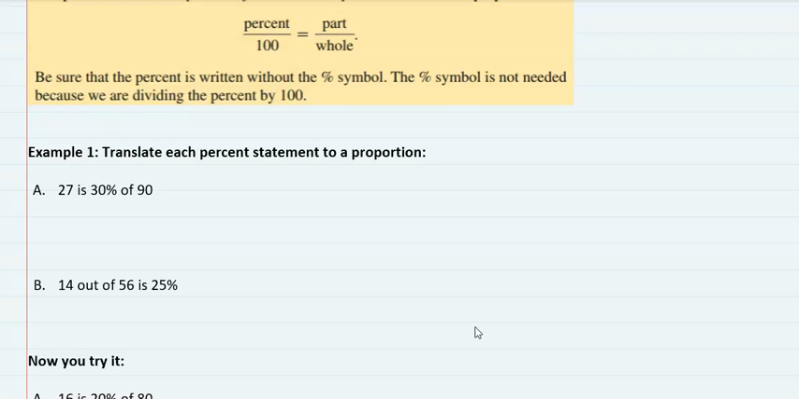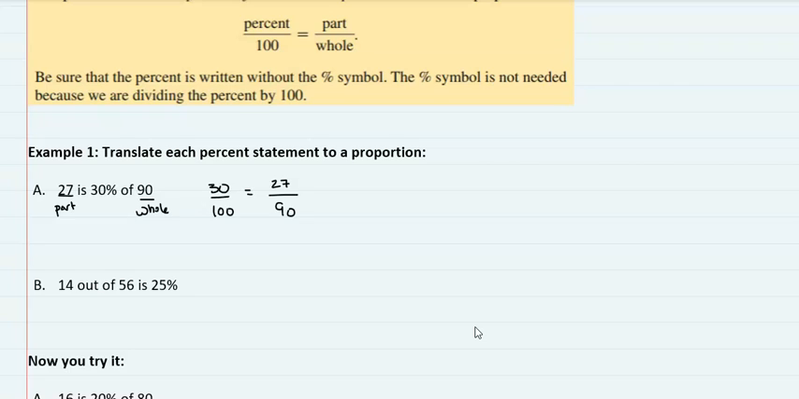So 27 is 30% of 90. We've got to find the percent. The percent is pretty easy because it's got the percent sign on it. So we get 30 100ths. Remember, don't write the percent sign anymore because we're writing it as per 100, equals the part over the whole. Of 90 is the whole, so it goes on the bottom, and 27 goes on the top. That's the part. If it helps you, you could write that this is the whole and this is the part. So the part goes on top, the whole goes on the bottom.